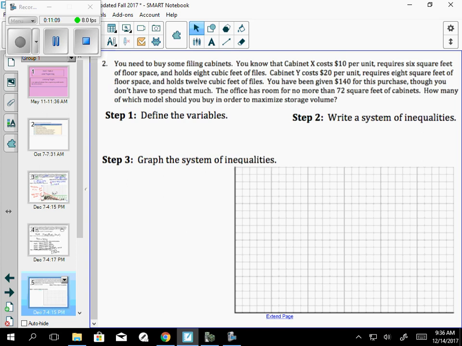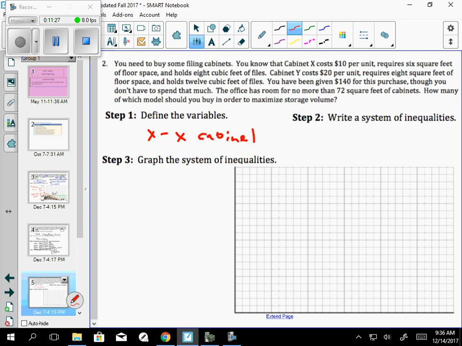All right, I want you to pause the video, see if you can, one, come up with the variables. All right, let's see what she did. For this one, the two things we don't know are how many of each type of cabinet, and they made it easy on us, so let's just go X for cabinet X.